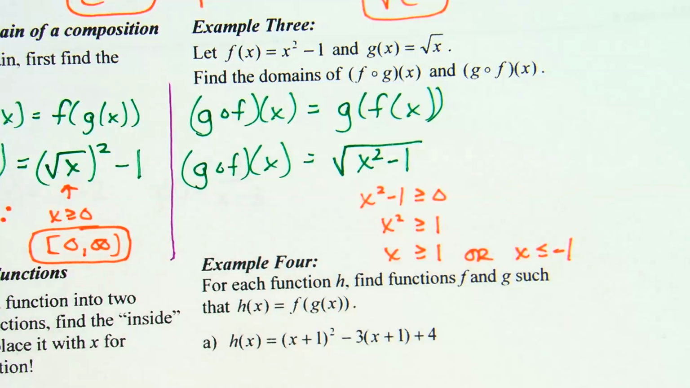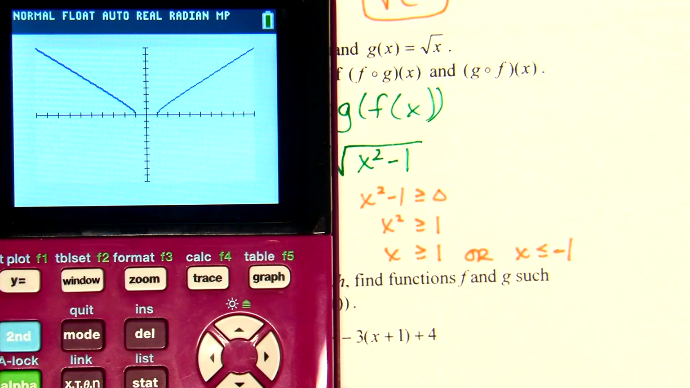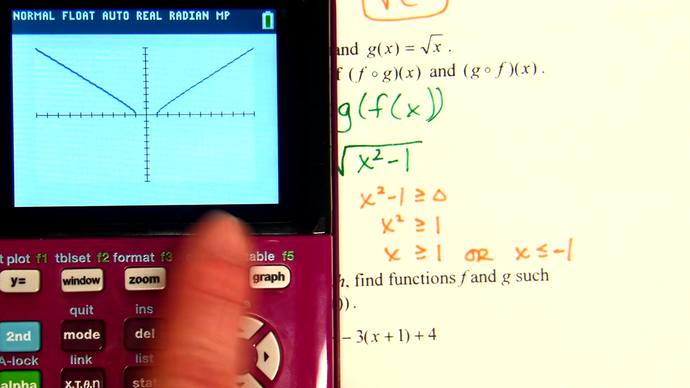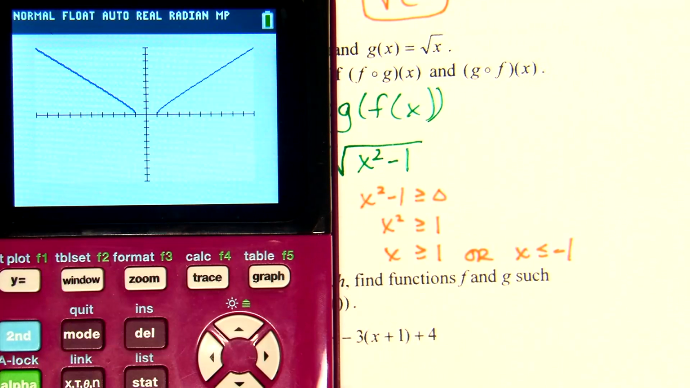If you're hesitant, I don't know if I did this right, I'm not sure what to do. Does it make sense with the graph? Does my graph indicate that x could be greater than or equal to 1 or less than or equal to negative 1? Is that where my graph exists? Yeah, that's where my graph exists. And so that's us using the calculator and the algebra together.